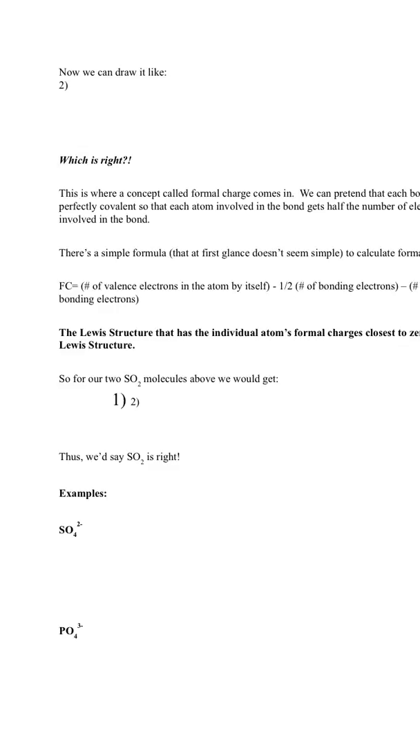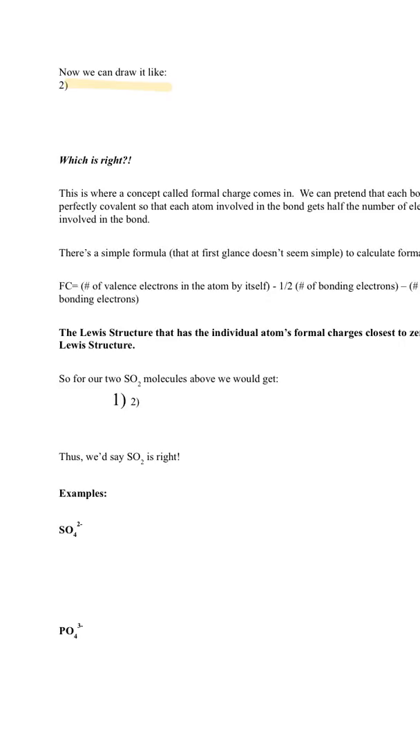What we're going to use is formal charge to figure out which structure is correct. And basically what we're doing is we're going to pretend like each covalently bonded atom gets 1/2 of the bonding electrons that it is sharing with its neighbor. So in the case of SO2, each oxygen gets half the electrons it uses to bond with sulfur.